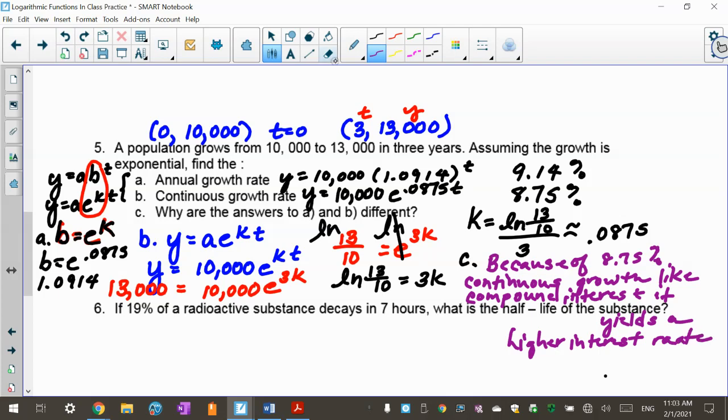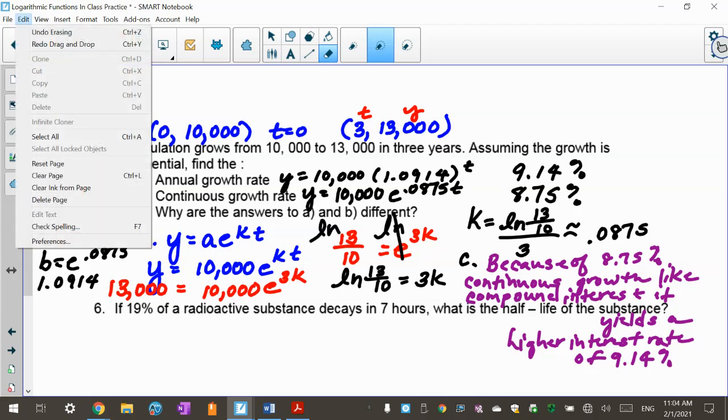Oh, I can't spell rate. Interest rate of 9.14%. So just make sure you can say your own words. You can say it's like compound interest, but basically I'm going to have you come up with a formula, convert to the other one, either way, and then you have to tell me why they're different. Okay?